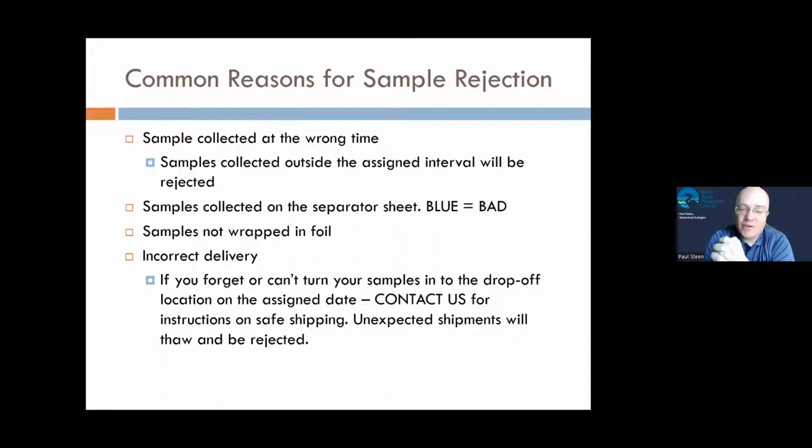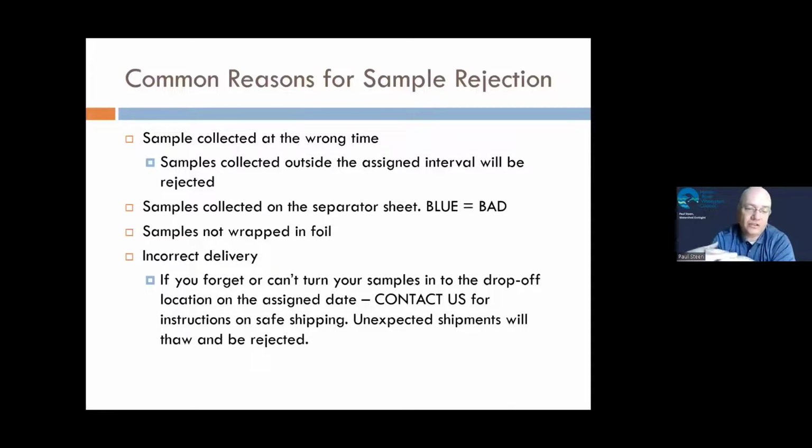If your sample is not wrapped in foil, we can't analyze it either. That's because the foil is blocking out light. Light obviously is going to affect chlorophyll. I mean, that's how chlorophyll grows. So no light allowed to touch these things. Wrap them up in foil. You don't have to send in 5 feet of foil or anything like that. Just make sure it's fully covered.